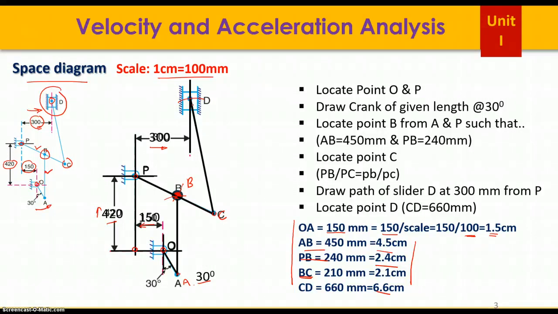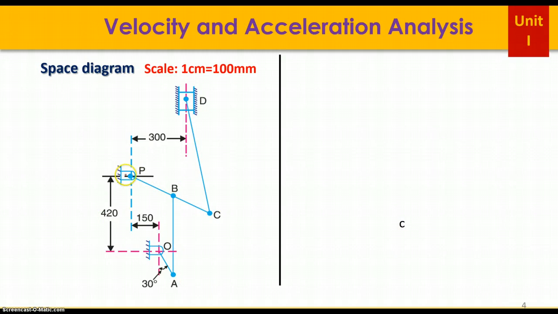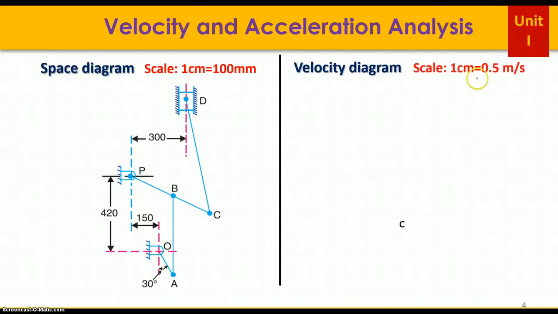I hope you understood. Now, step number 3 is to draw the velocity diagram. You have to take some scale. I have taken 1 centimeter as 0.5 meter per second. And in the previous slide, the velocity of A with respect to O calculated was 2.82 meter per second. Remember this. Now, when you take scale 1 centimeter is 0.5 meter per second, I want to draw a vector which represents this velocity. So how to draw? Let us see.